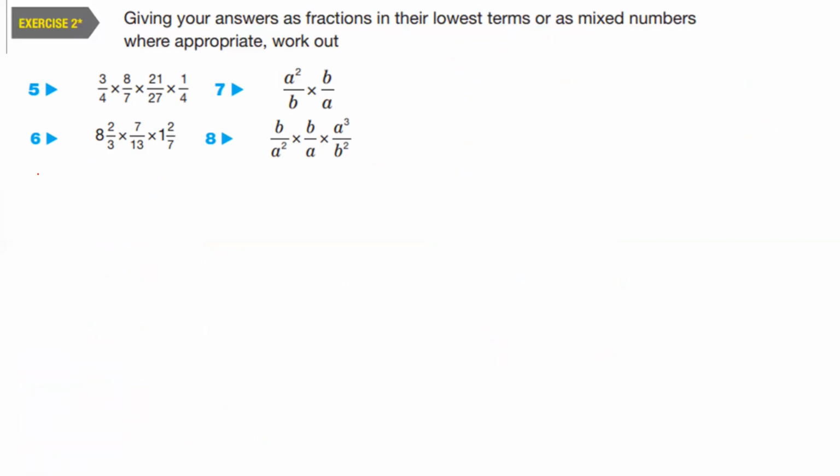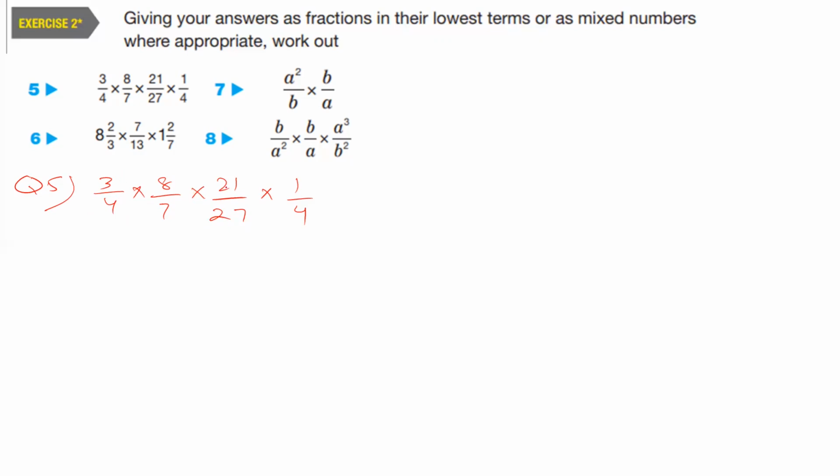Okay, question 5 gives us 3 upon 4 times 8 upon 7 times 21 upon 27 times 1 upon 4. When you have many fractions together, we again check the numbers in the numerators and denominators, which have a number that can divide both of them.